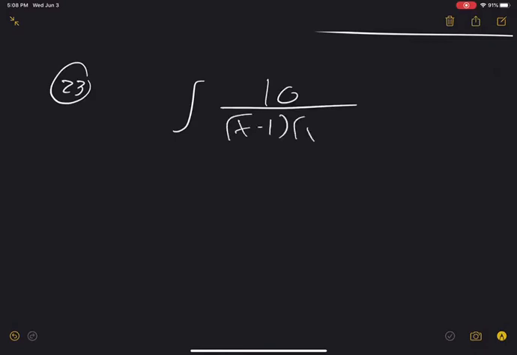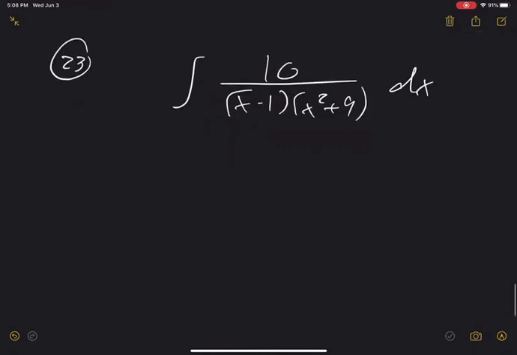So let's say I have number 23. Okay. So let's say I have the integral 10 over x minus 1, x squared plus 9. Okay, so again, they give it to us in nice factored form. Great. So right away, I see I have an irreducible quadratic, right? x squared plus 9, I can't factor that anymore. So I know I have case 3.